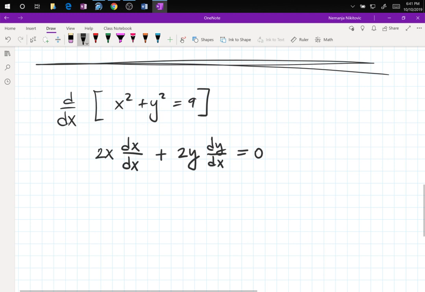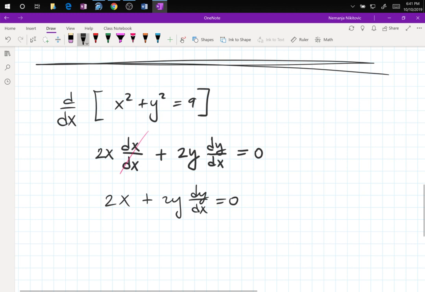One more time. The derivative of x squared is 2x. I took the derivative of x in respect to x. Plus, the derivative of y squared is 2y. And I took the derivative of y in respect to x. Equal 0. And now we just clean it up. This guy cancels because dx divided by dx is 1. And I have 2x plus 2y dy dx is equal to 0.